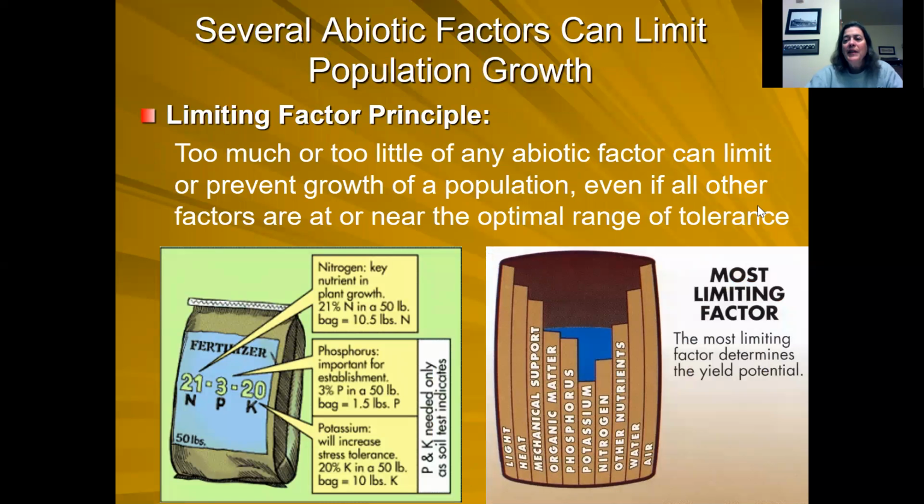There's this thing called the limiting factor principle, which means that too little or too much of any factor can limit or prevent growth of a population. Even if all your other factors are ideal and near the optimal range, just one thing can cause your, say, garden not to grow. In our Pacific Northwest, we have pretty poor soil. It's very nitrogen depleted, and this can mean that your vegetables may not grow unless you amend your soil and add some nitrogen to it.